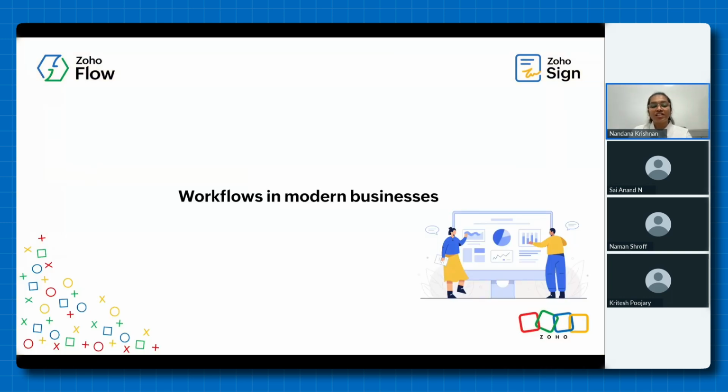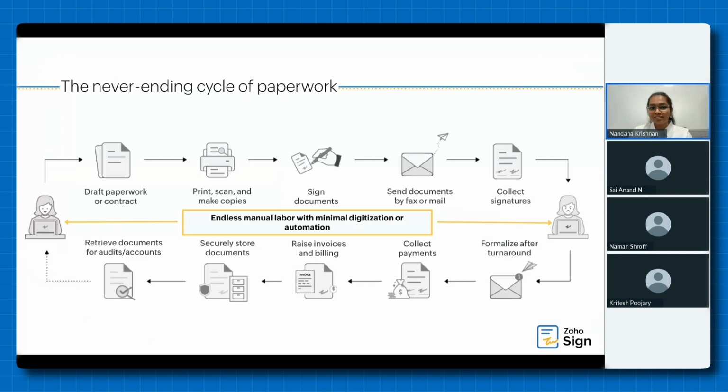A lot of work really looks like this in modern businesses with minimal or no digitization and automation. Here's the story of every single piece of paperwork. Every piece of paperwork done manually goes through multiple steps like drafting, printing, scanning, making copies, signing the documents, sending these documents by fax or mail, collecting signatures, formalizing after turnaround, collecting payments, raising invoices and billing, securing, and storing these documents for audits or accounts. Yes, all this work for a single piece of paperwork.